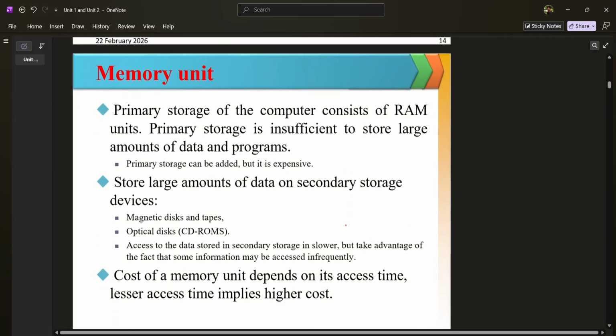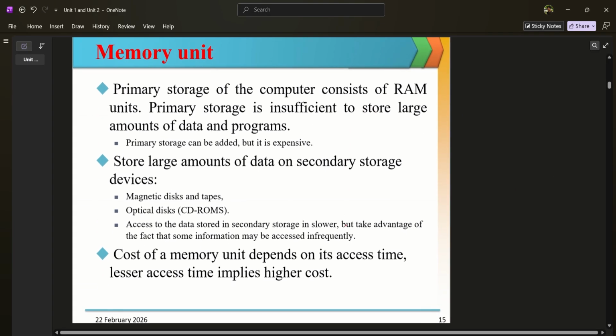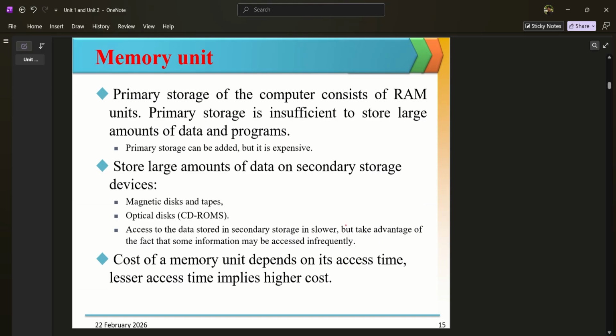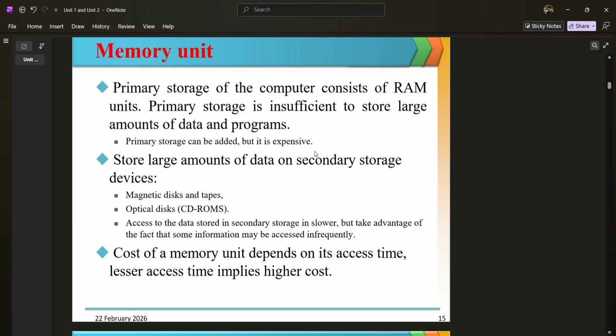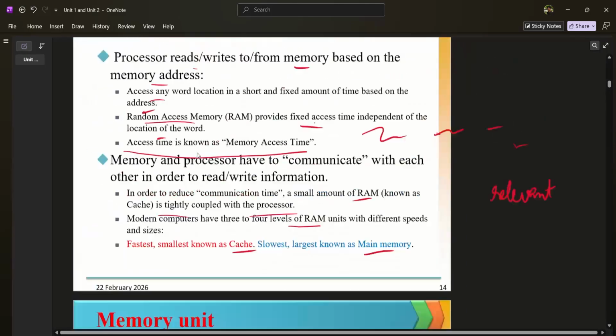Primary storage of a unit consists of RAM units. Primary storage is insufficient to store a large amount of data and programs. This is the cache which we talked about. It is tightly coupled with the processor.